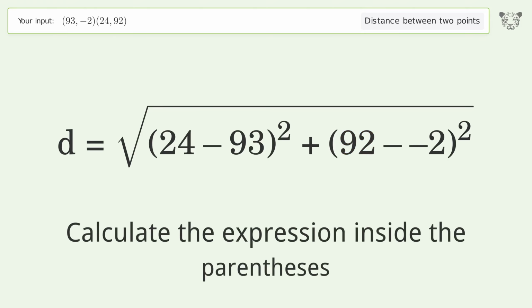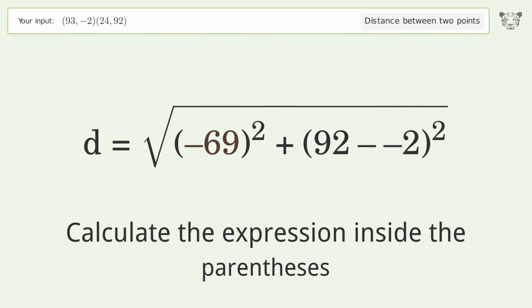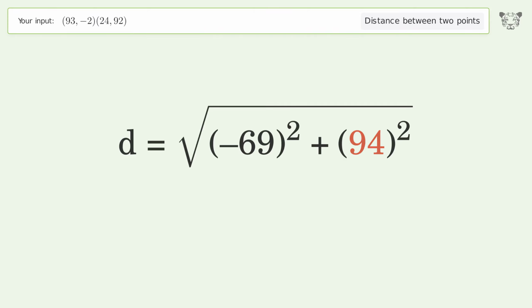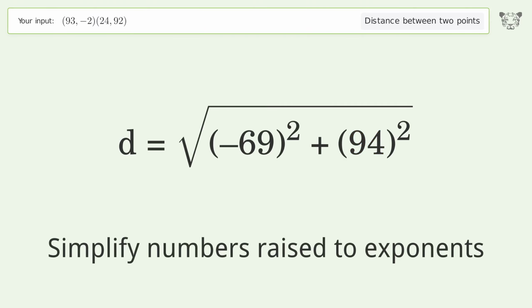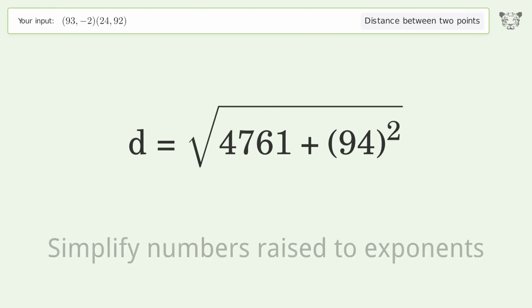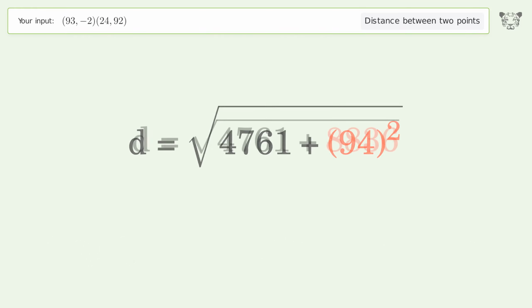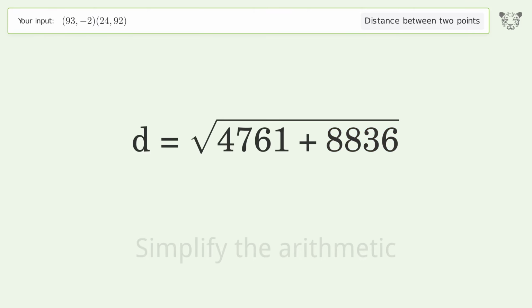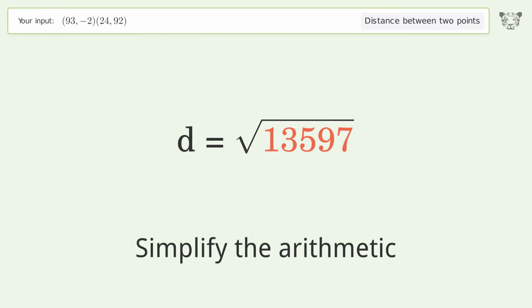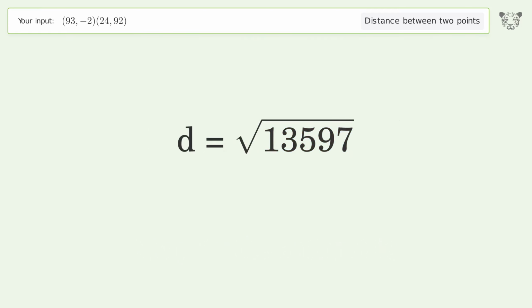Calculate the expression inside the parentheses. Simplify numbers raised to exponents. Simplify the arithmetic. And so the distance between the 2 points is the square root of 13,597 or 116.606.